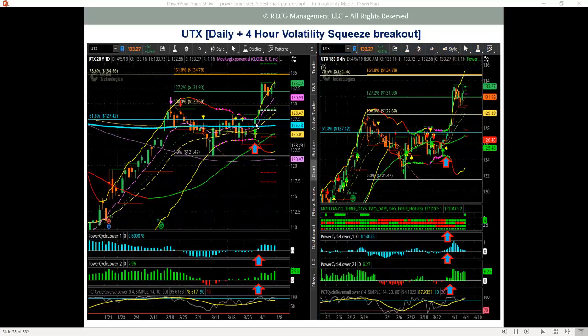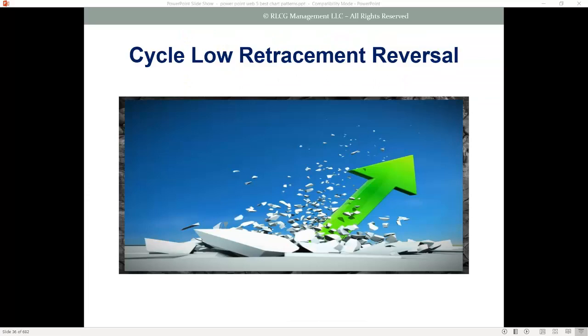And here's another example, United Technology, UTX. So again, a daily squeeze. You can see this price consolidation really tight, and then also on the 4-hour to the right. Now the next chart pattern we'll look at is a cycle low retracement reversal.